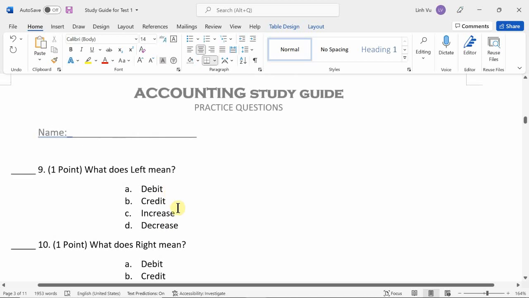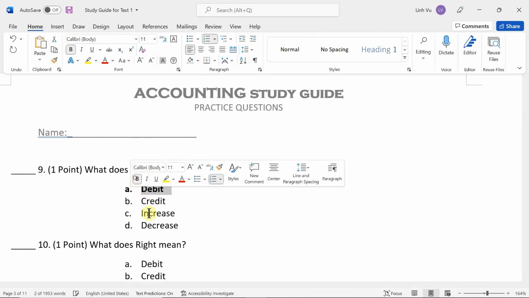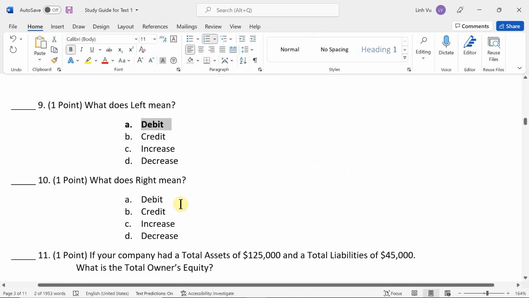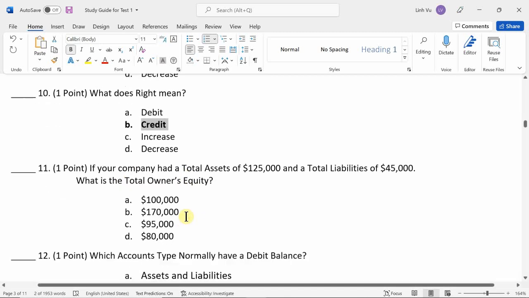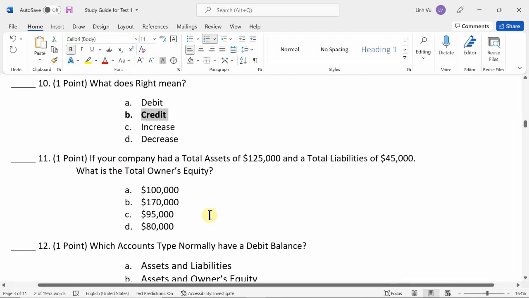All right, next question, number 9. What does left mean? Debit. Yep. What does right mean? Credit. All right. Question number 11. If your company has total assets of $125,000 and total liabilities of $45,000, what is the total owner's equity?